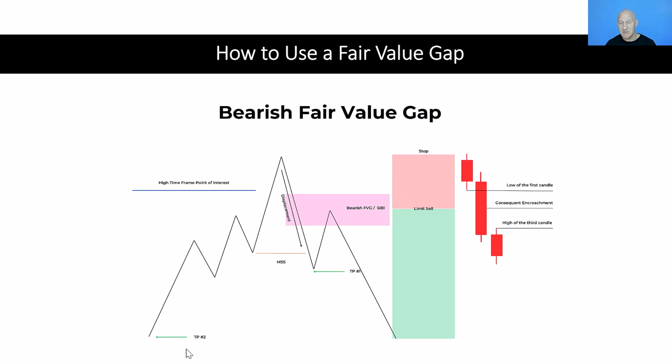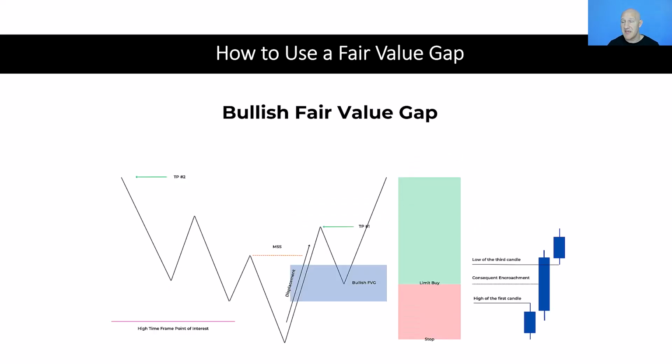to my TP2. Your TP2, or your final take profit, will just depend on how you frame the trade. For me, it generally comes down to where the origin of the move has come from, or it might be at the bottom of the dealing range. So it's really up to you. And obviously you can use other PD arrays, which would be in a discount part of the range, as your exit as well. Moving on to our bullish fair value gap example.